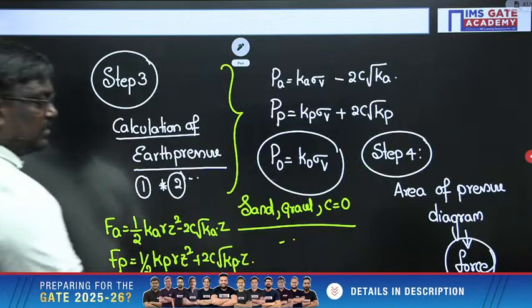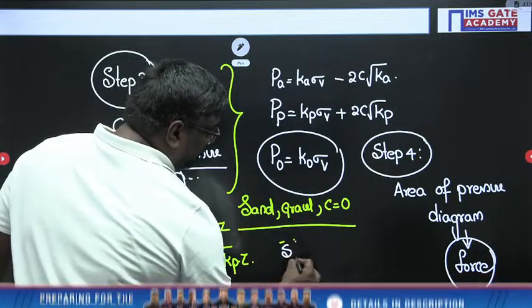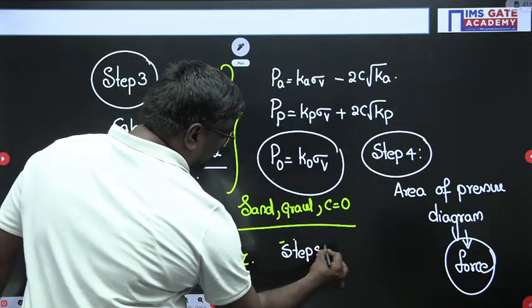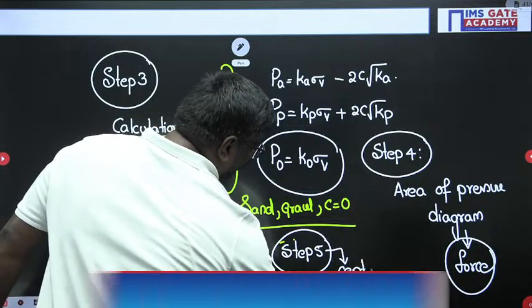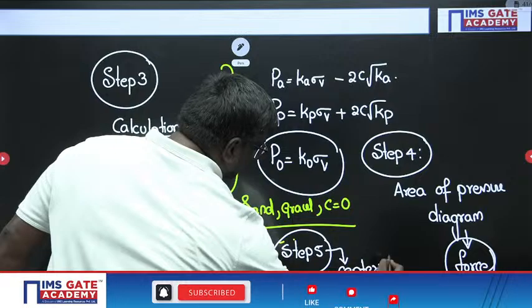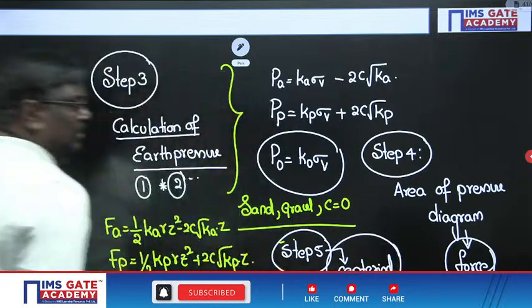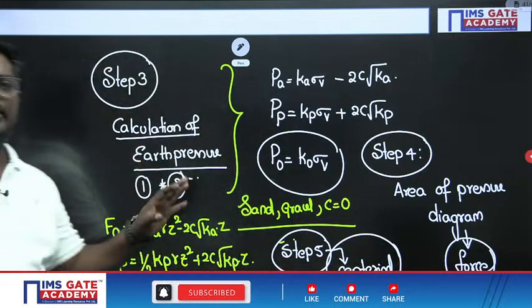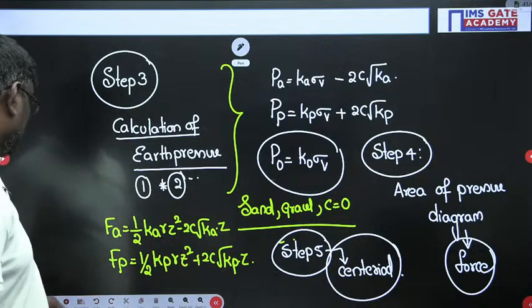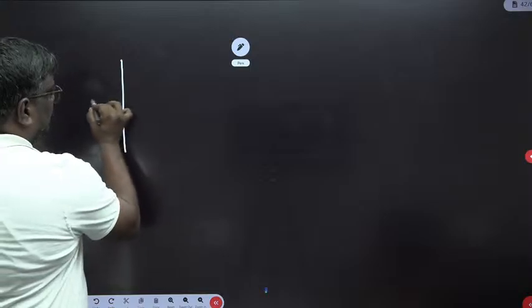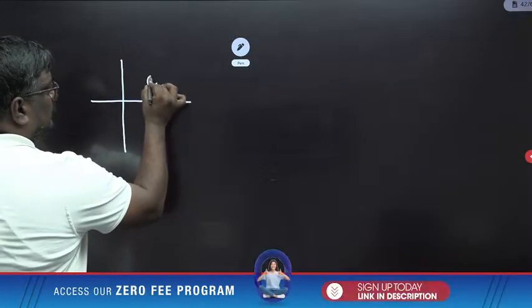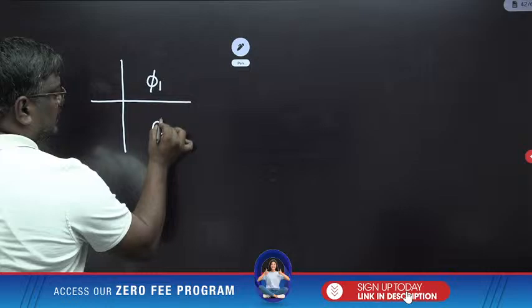Now, where does this force act? If you consider step 5, the force acts at its centroid. Please follow these steps. If you follow these steps, you will be solving problems very easily. Now this can be a question: suppose we have 2 layers, where here it is phi 1 and here it is phi 2.